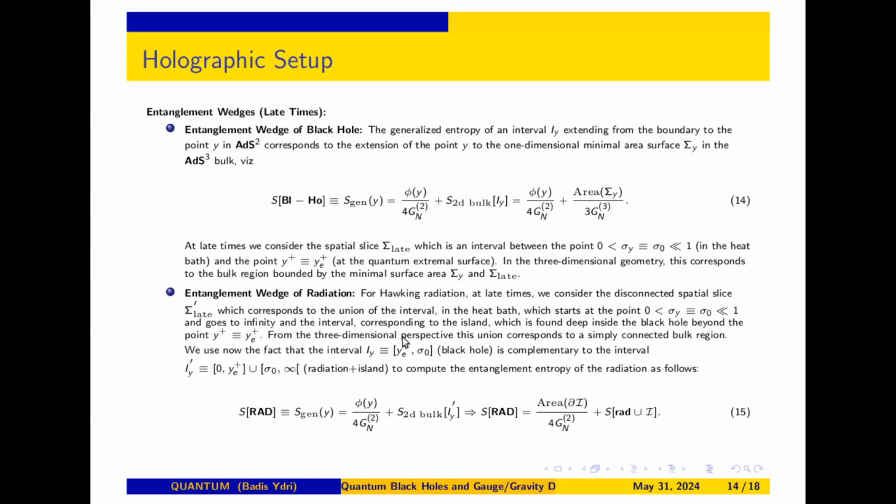The entanglement wedge of the radiation at late times includes, therefore, parts of the black hole interior, ensuring that the information about the initial quantum state is not lost, but encoded in the radiation. This connection between bulk and boundary theories exemplifies the holographic principle, where a lower dimensional theory on the boundary describes the higher dimensional bulk physics.